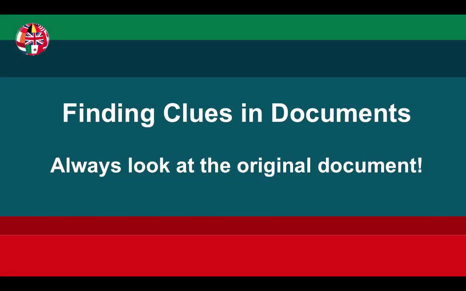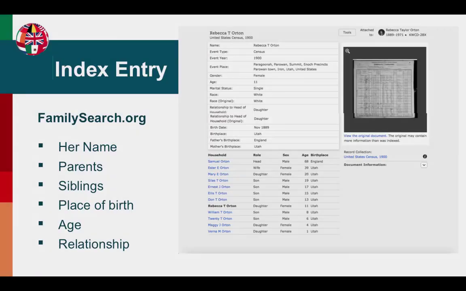All right. Now, as we wrap up this video, I just want to go over finding clues in documents. Often our success in solving difficult research questions is being able to see and use all the clues that can be found in a document. So I just wanted to point out the importance of always looking at the original document. And I have a couple of examples of this.